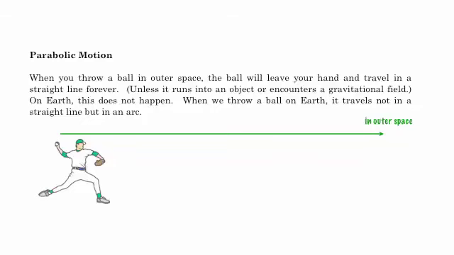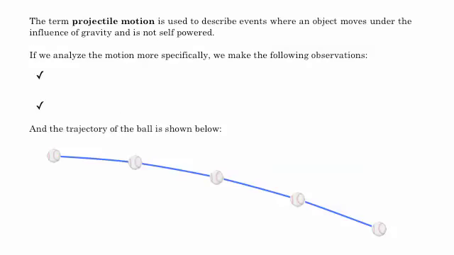But on Earth, we know that that doesn't happen. When we throw a ball on Earth, it doesn't travel in a straight line. It travels in an arc. It kind of falls to the ground. And that's a major difference. And of course, that's because of gravity. But the term projectile motion is really used to describe events where an object moves under the influence of gravity only and is not self-powered.